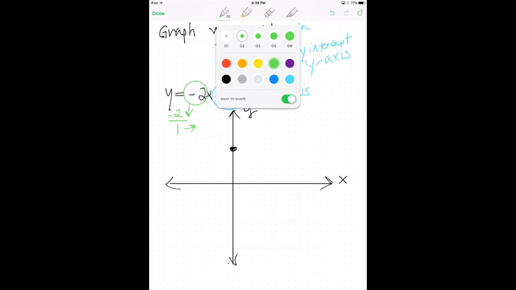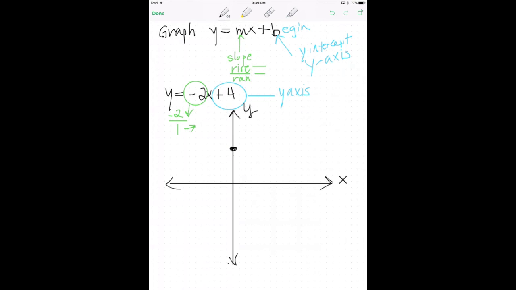So from that beginning point, I go down 2, 1, 2, and right 1, and so there is my second point. There is my second point on the graph. And so then I would, man, that's really squiggly. Draw the line that goes through those 2 points. So I start at the beginning on the y-axis, and then I use the rise and the run to find another point. So you need to know how to do that.